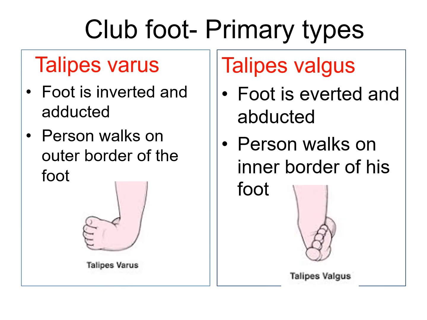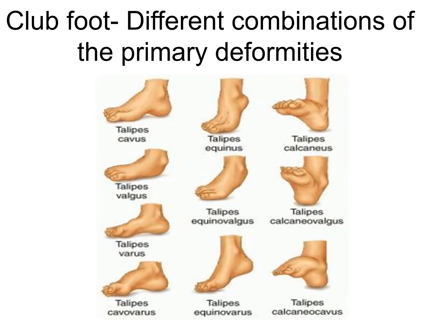The third type is talipes varus, and in this the foot is fixed in inversion and adduction. The fourth type is talipes valgus. In this the foot is fixed in eversion and abduction, and in both these cases the primary defect is at the subtalar and talocalcaneonavicular joint. Combinations of the primary deformities of clubfoot may take place in different forms as shown in the diagram.